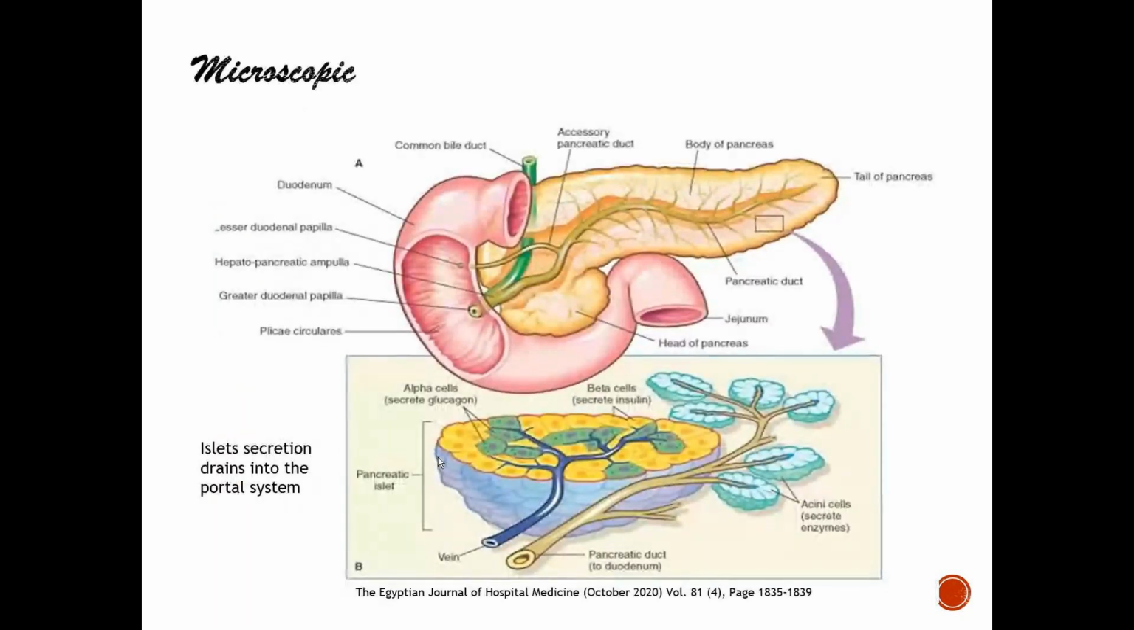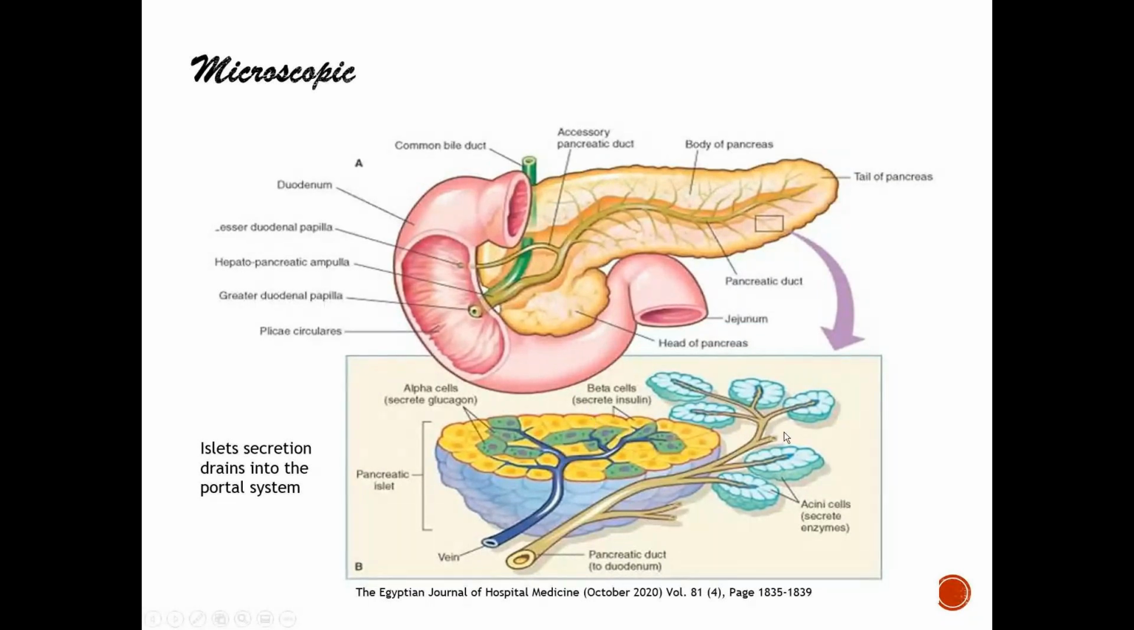Now, come to the microscopic anatomy of the pancreas. If you look at the microscopic anatomy, you'll see that this is the common bile duct, and it is joining the pancreatic duct out here. And here you got the main pancreatic duct, and you got the accessory pancreatic duct. If you look at an enlarged picture of this particular part, you'll find that these are the acini and the ductular system, and these are the islets. Now, the islet cells are drained by a venous system directly into the portal system, right? So, whatever is secreted in the islet goes into the portal system.